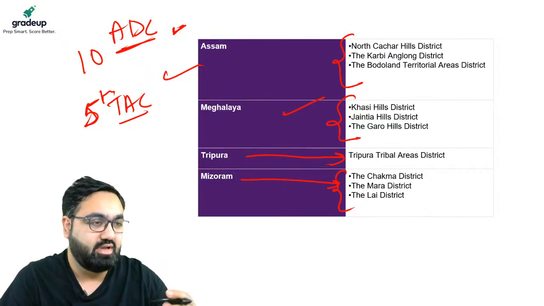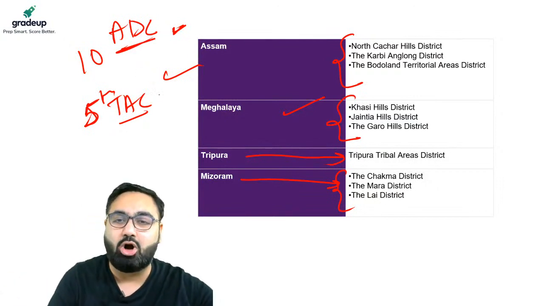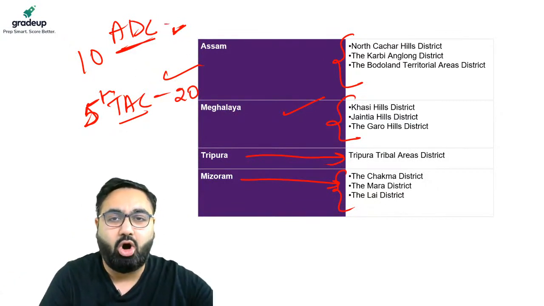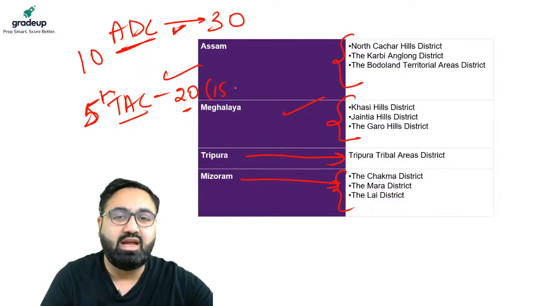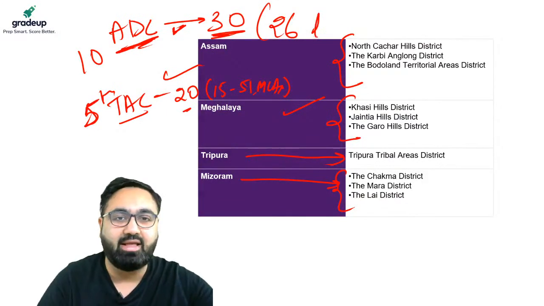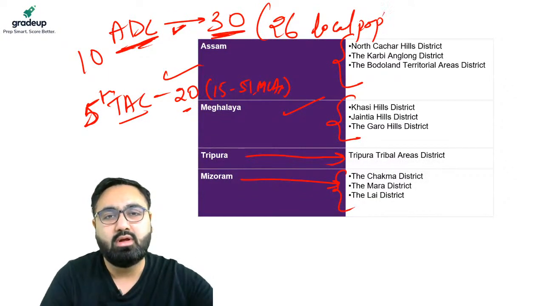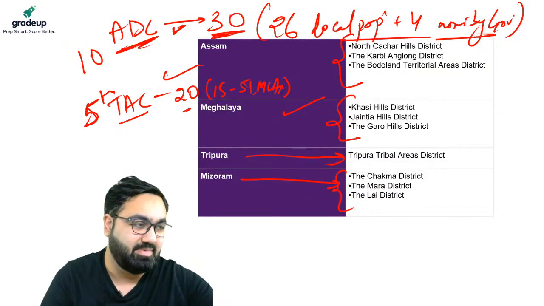That is how it works. And just to tell you again, the difference is: Tribal Advisory Council has how many? 20 members. Autonomous District Council has 30 members. Out of these 20, 15 are scheduled tribes who are MLAs in the state assembly. In the Autonomous District Council, there are 30 members, out of which 26 are elected by the local population, plus 4 people nominated by the governor. So that is a major difference between the two.